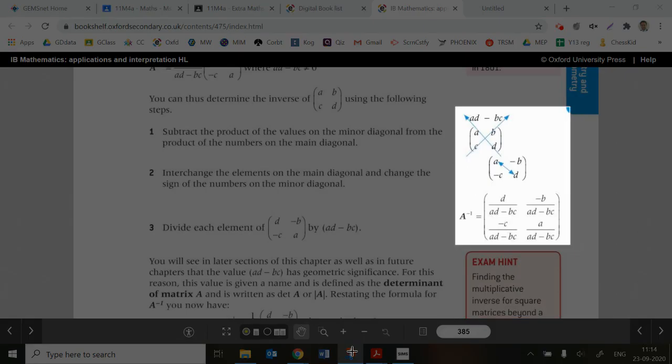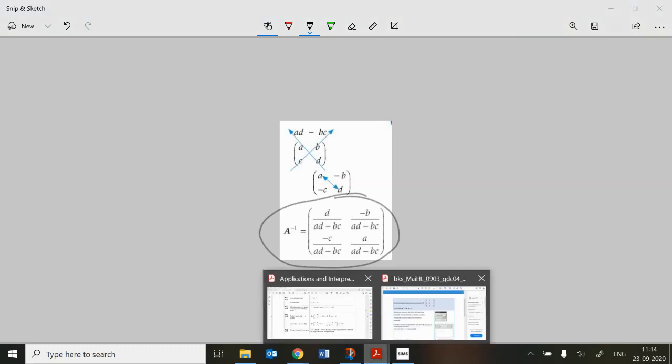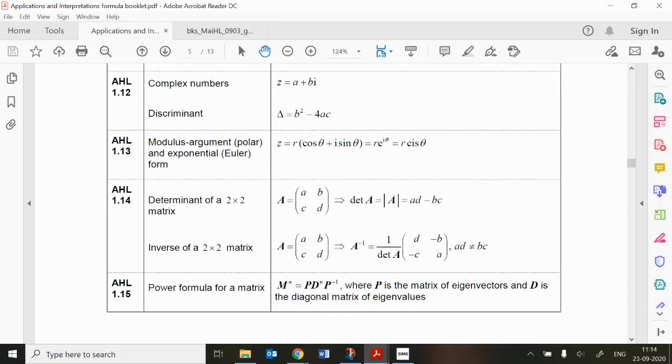Okay, and this is basically what your formula booklet is also telling you. So let's look again at the formula booklet. In the final matrix, it says D, minus B, minus C, and A, with 1 over the determinant of A at the front. It's also put the condition AD is not equal to BC, because the determinant can't be equal to 0. The determinant is equal to AD minus BC.